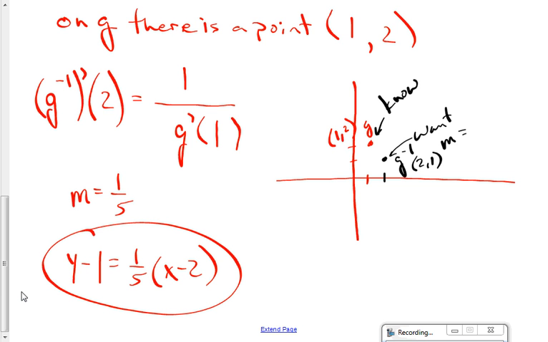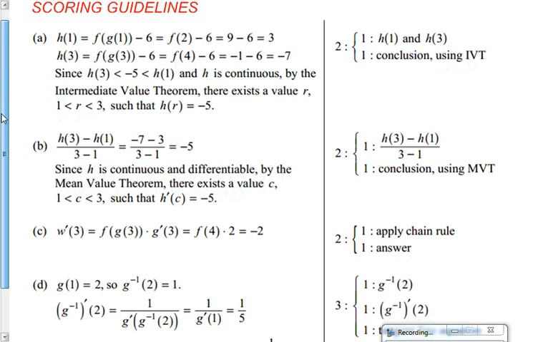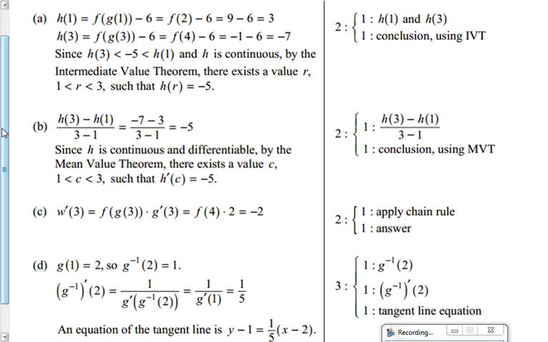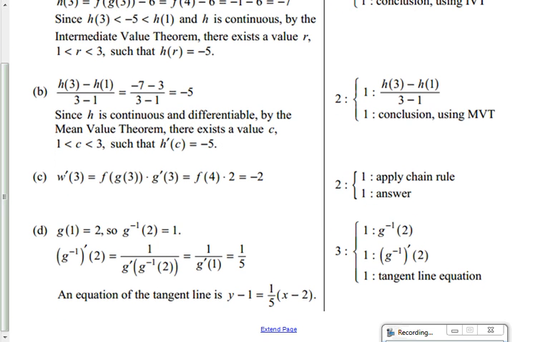Here's the scoring on it. Your intermediate value theorem was worth 2 points: finding the values of h of 1 and h of 3, and then the conclusion, making sure you're stating the continuity piece and the intermediate value theorem claim. The last problem with part D is worth 3 points.